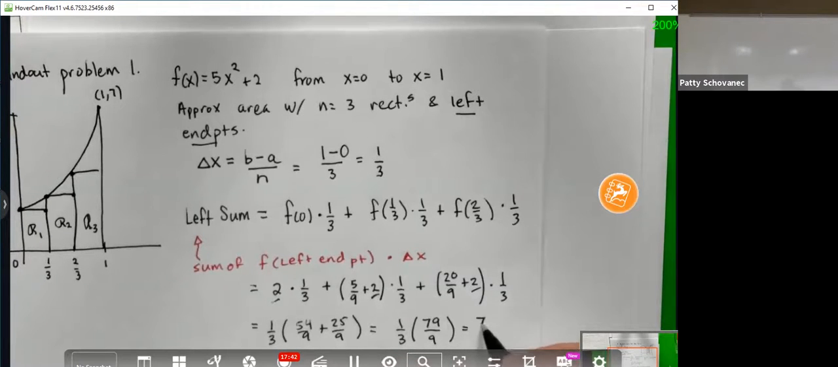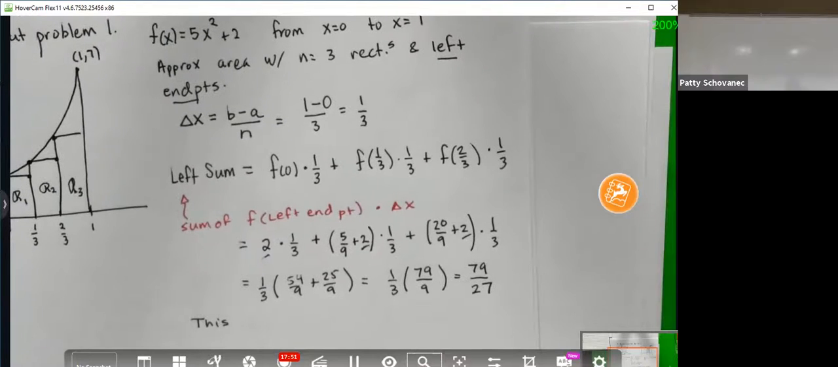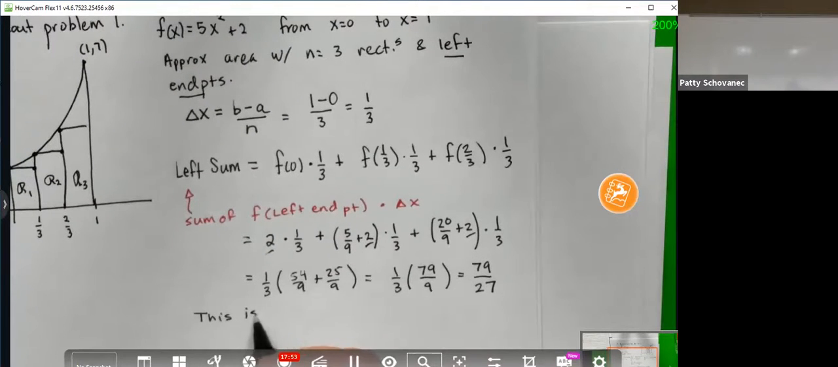So I'm getting 79/27. And like I said before, this is an underestimate because all of my rectangles are inscribed. And so what we're going to do in part 2 is repeat the question with right endpoints.